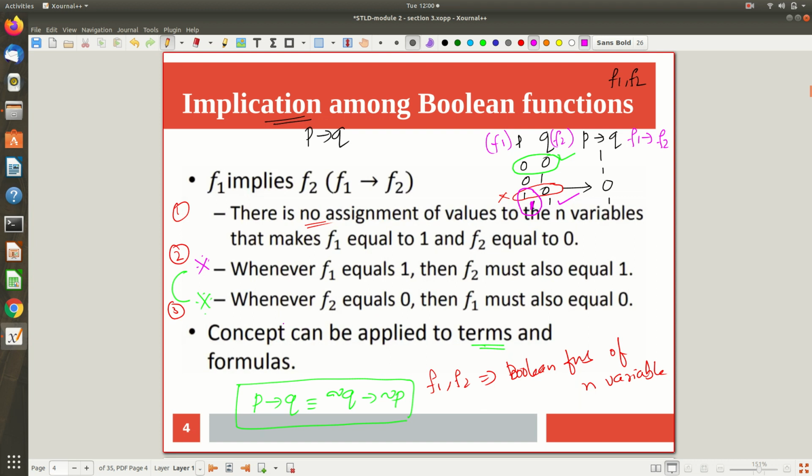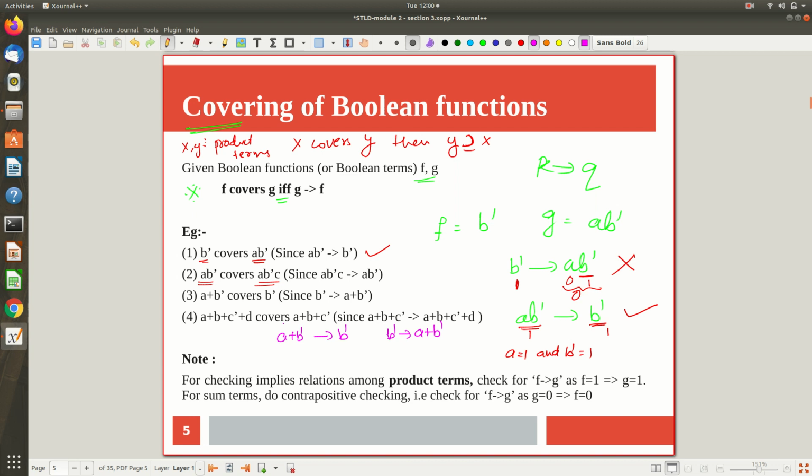That means when F2 is 0, can I get F1 also as 0? Only one case I have to verify. That is why I am going with the third definition. By the third definition, what I can do is start with the right side. I assume that B dash is 0, which means B is equal to 1. So what I am obtaining here is B dash is equal to 0.